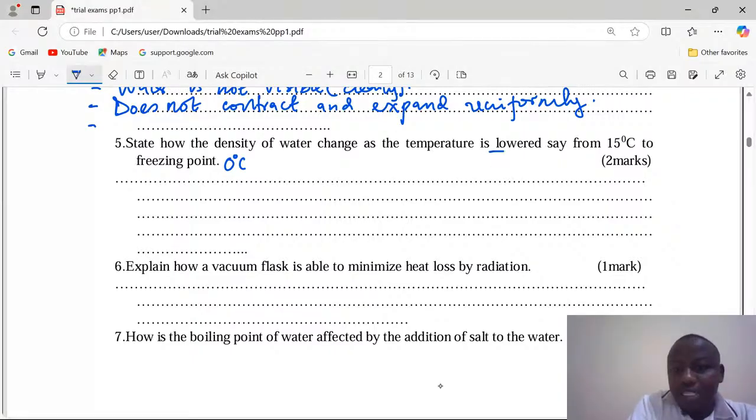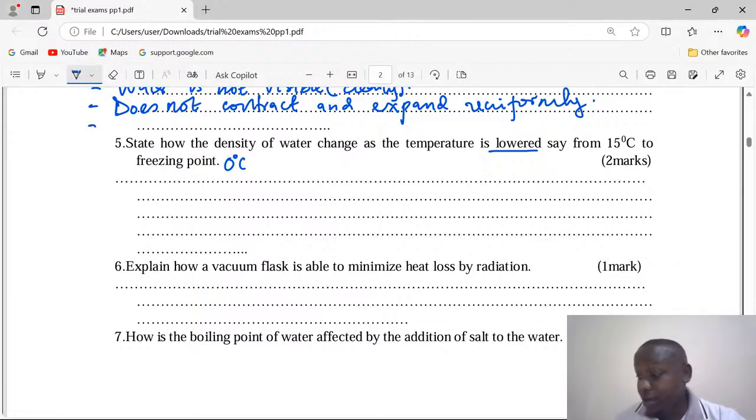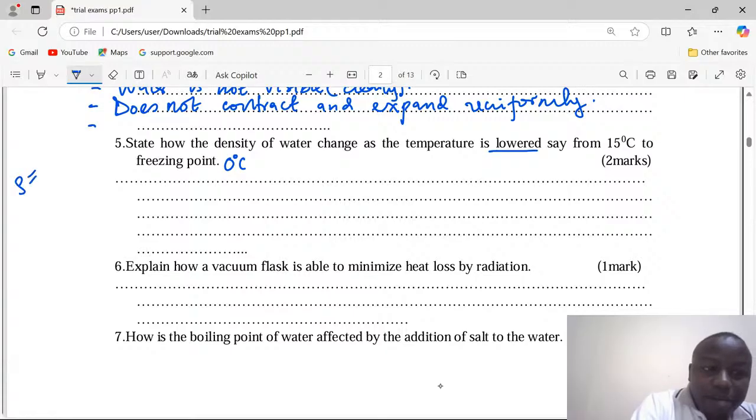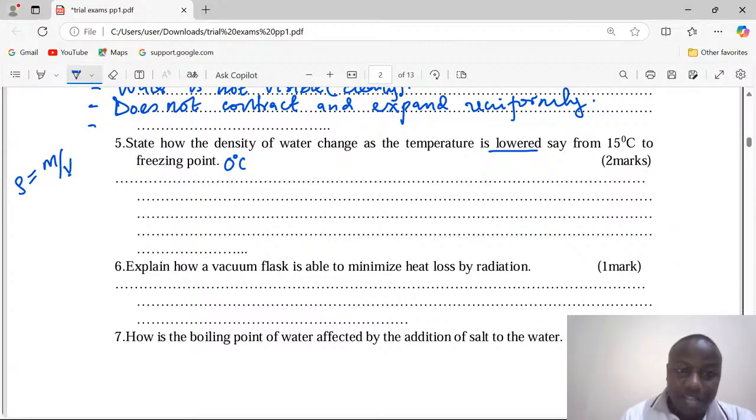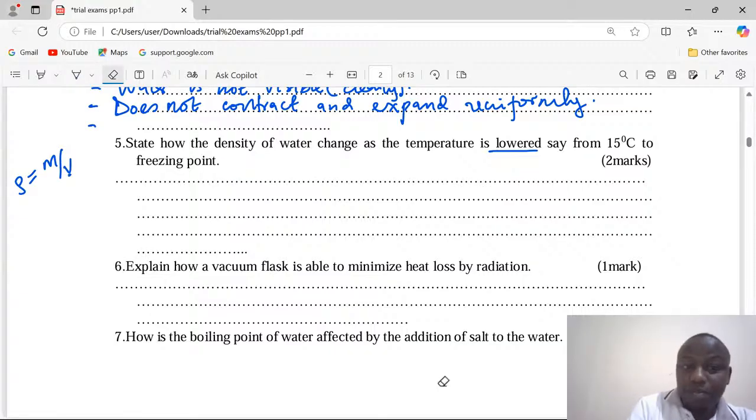once you are lowering temperature, you are also lowering volume. That means you are increasing density. It's good I write that density is given by mass over volume. So when you are lowering temperature, you are reducing volume and thus increasing density. That would be very normal for water between 15 as you lower the temperature all the way to 4. But between 4 and the freezing point, now things change. Water behaves abnormally at that point.